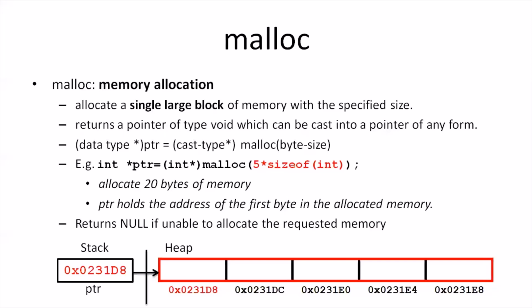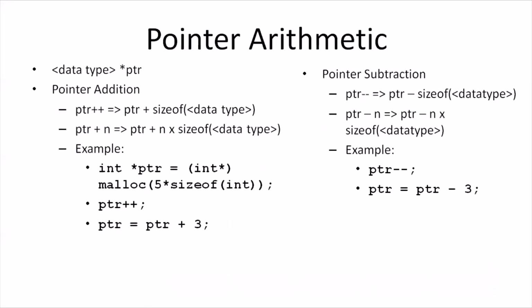Now, once the dynamic array has been created, in order to access the elements of the array, we need to learn pointer arithmetic. Unlike regular arithmetic, the data type plays a significant role in the case of pointer arithmetic. Incrementing a pointer variable ptr by 1 will actually cause the content of ptr to be incremented by the size of the data type to which it is pointing. Similarly, if we want to increment the pointer by n, its value will get incremented by n * sizeof of the data type to which it is pointing.